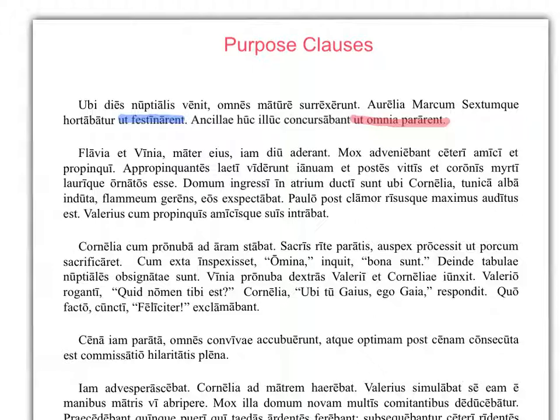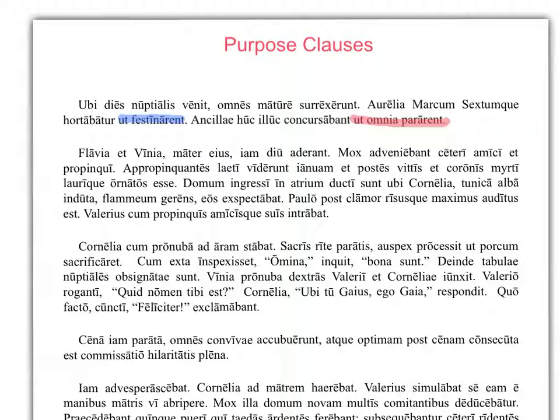So let's look at the main clause first. I've got the ancillae, the handmaidens, concursabant, were running, huc illuc, to and fro, this way and that, however you want to handle that. And then my other information is this word ut. We'll figure out what to do with that. Omnia pararent. So paro, parare, paravi, paratus, prepare, get ready. Omnia, everything. So what is the relationship between the slave women were running here and there, and they were preparing everything?